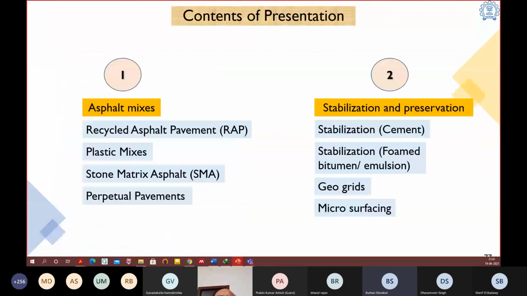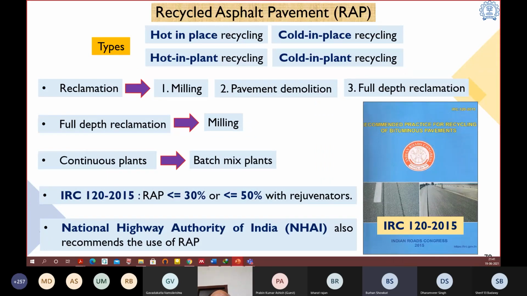Therefore, keeping in view this circular, this part of the presentation is divided into two parts. In the first part we'll be discussing the asphalt mixes, which comprise recycled asphalt pavements, the plastic mixes, the stone matrix asphalt, and perpetual pavements. The second part would take into account the stabilization and the preservation techniques. These are some of the materials covered in this presentation, as suggested by MORTH. Firstly, we'll discuss the RAP material.